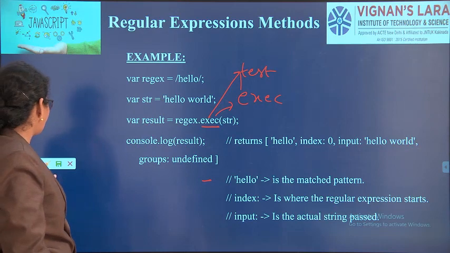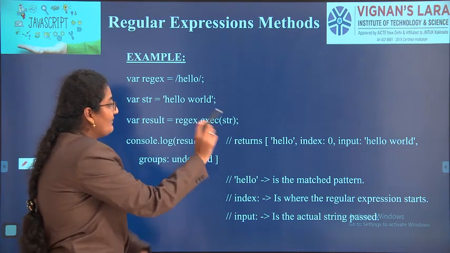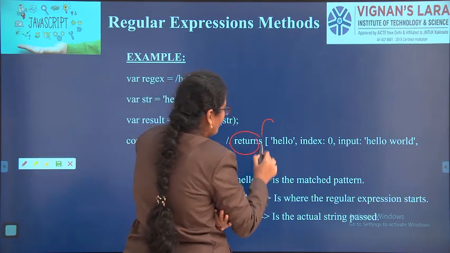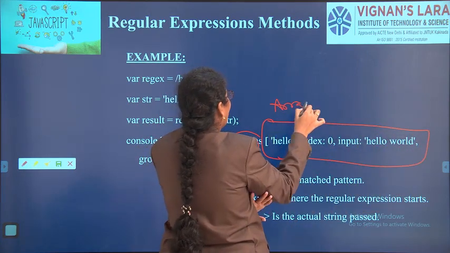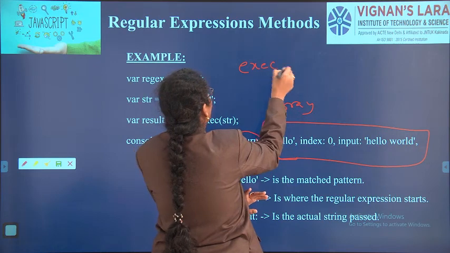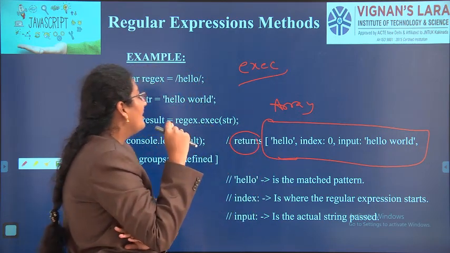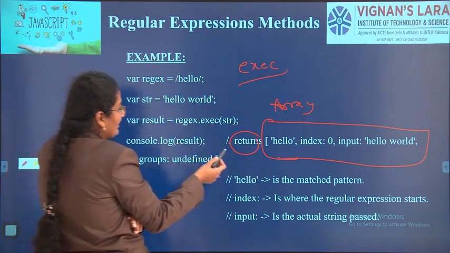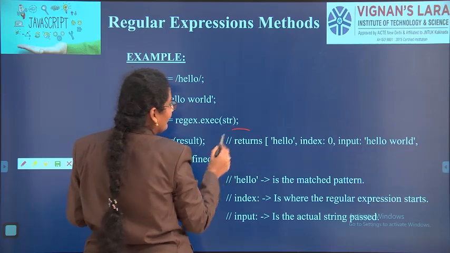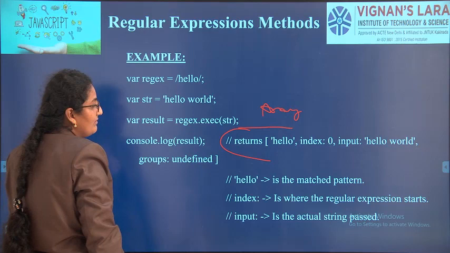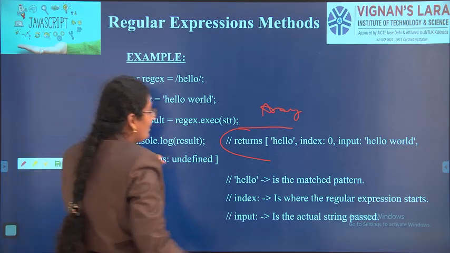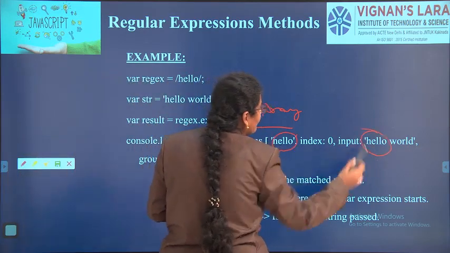So see here, what will it return? It should return an array. So this is the array. As I told you, the exec method will return an array, so that's why it returned the array as the output. So what will this array contain? This array will contain the matched groups.